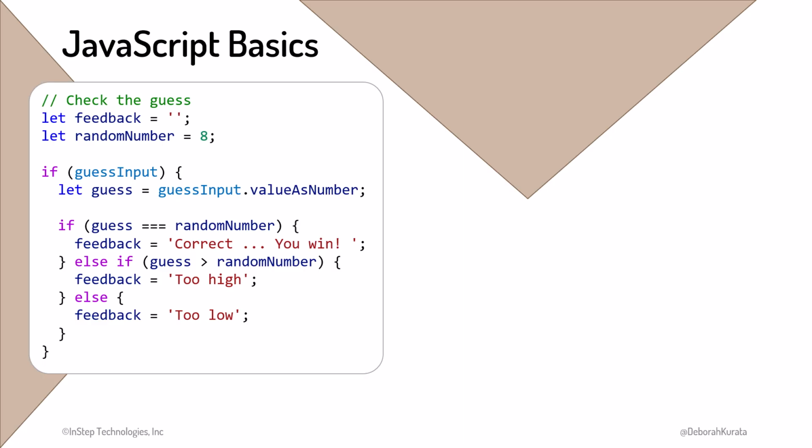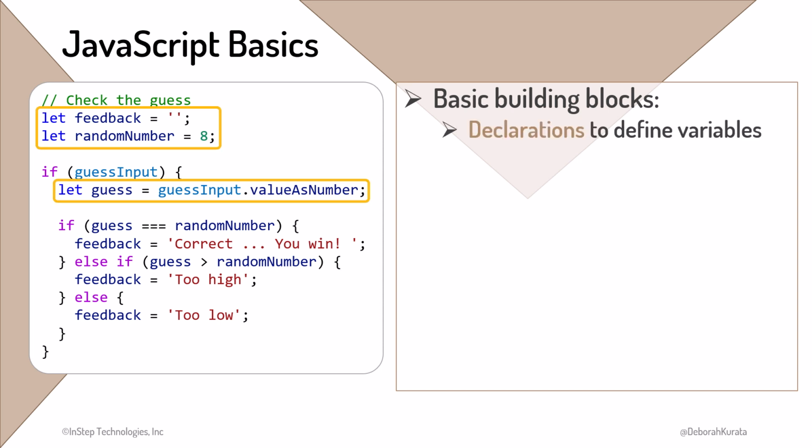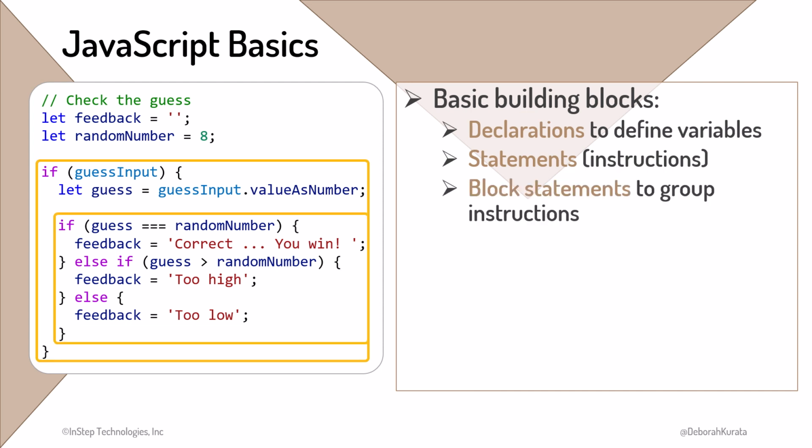Before we jump into details on if statements, here are a few basics to keep in mind when working with JavaScript. The JavaScript basic building blocks include declarations to define variables, as we saw in the prior video, statements, which are the instructions, and block statements, which are used to group a set of instructions. The block is delimited with curly braces.